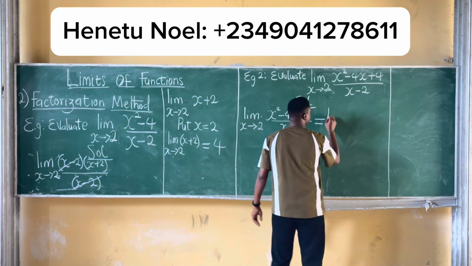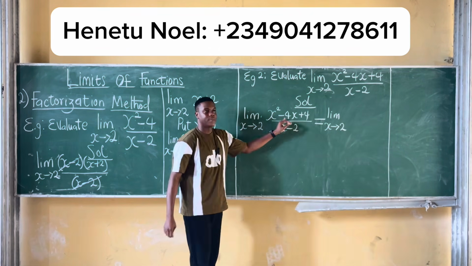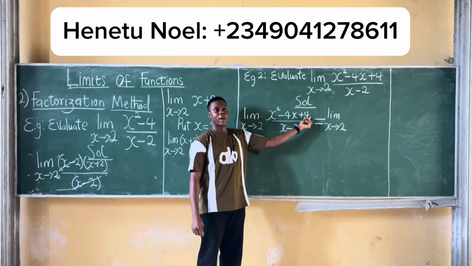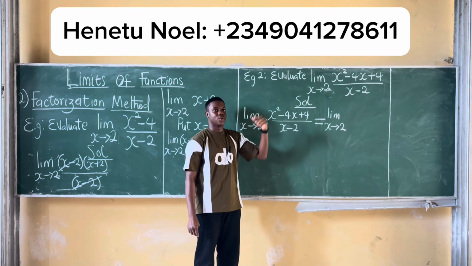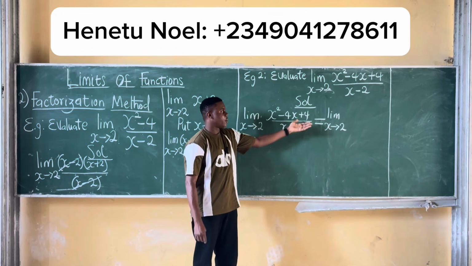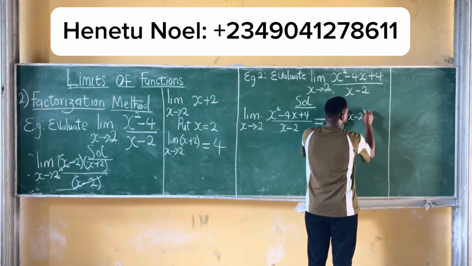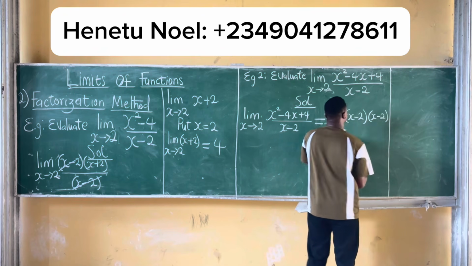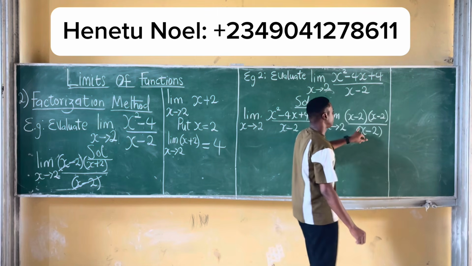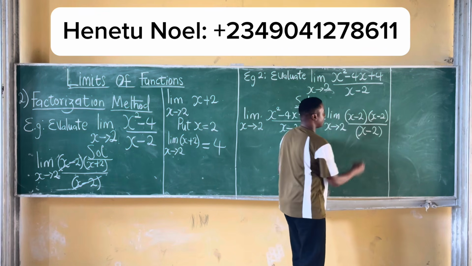Now, to factorize the numerator is quite easy. We have to look for two numbers that when we multiply them, we have positive 4, and when we add them, we have negative 4. So, of course, those two numbers are minus 2 and minus 2. So this then becomes the limit as x tends to 2 of x minus 2 and x minus 2, all over x minus 2. So the function is factorized to this.